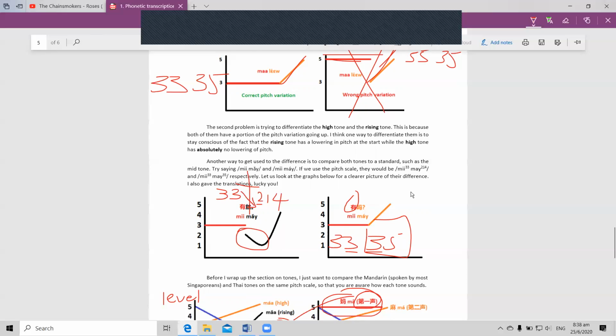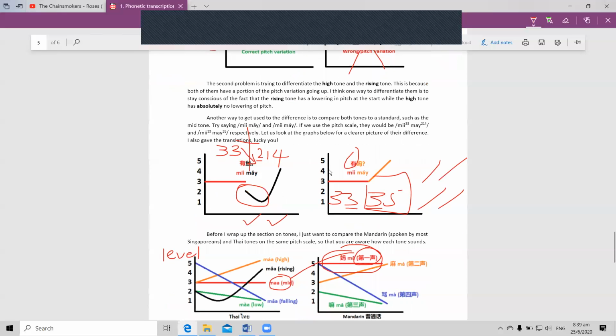If we pronounce two rising tones consecutively, we will have mai mai. But if you pronounce two high tones consecutively, you'll say mai mai. This is the difference between the rising tone and the high tone in Thai.